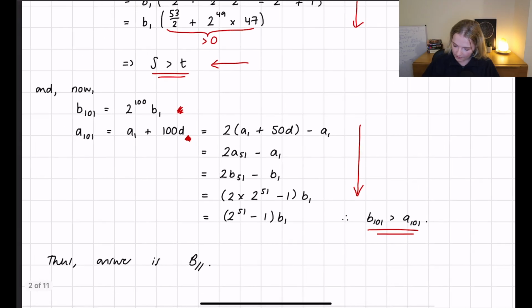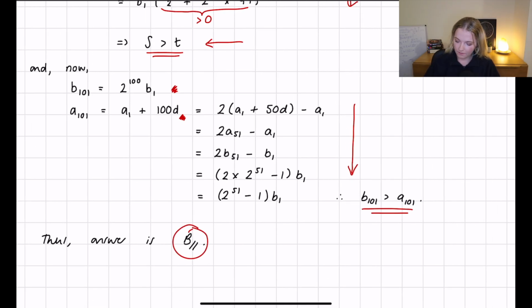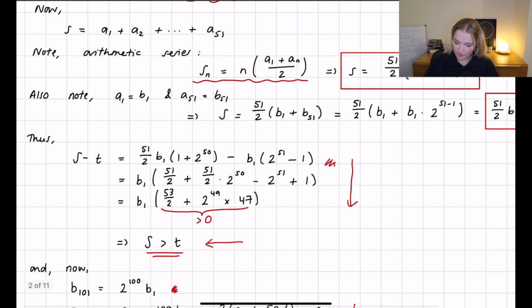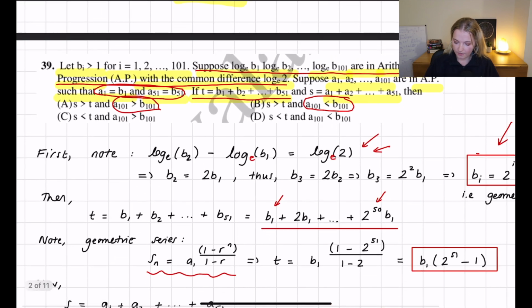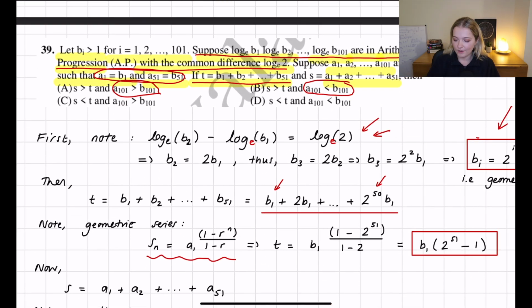So therefore the answer is B. Awesome. So this question itself was on arithmetic and geometric series. I must admit, I remember doing this in GCSE and then A-level, and then it never cropped up ever again in uni.